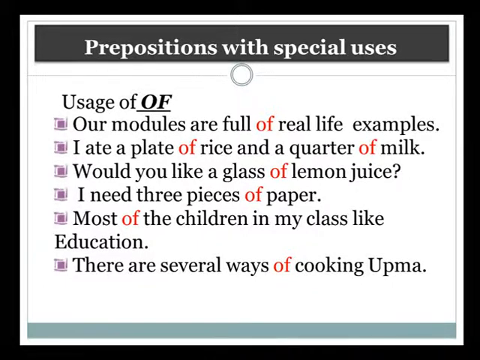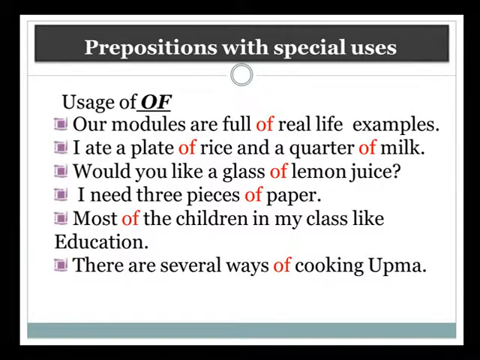The first example, our modules are full of real life examples. That means our modules contain real life examples. So of, as you can notice in this particular sentence, indicates adjoinment, indicates connection. So the modules are full of real life examples, indicates a link between real life examples and our modules.